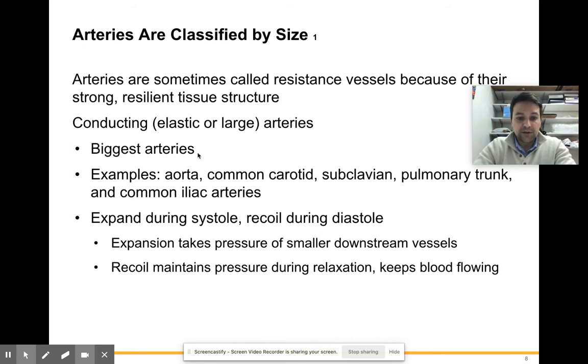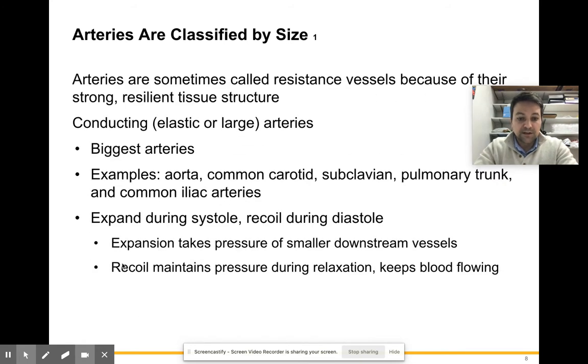The biggest of all the arteries are called conducting arteries. Examples are the aorta, the common carotid arteries in your neck, your subclavian arteries underneath your clavicles that go to your arms, the pulmonary trunk of the pulmonary artery that goes into your lungs, and the common iliac arteries. Those are arteries near the iliac bone of your pelvis, of your coxa.